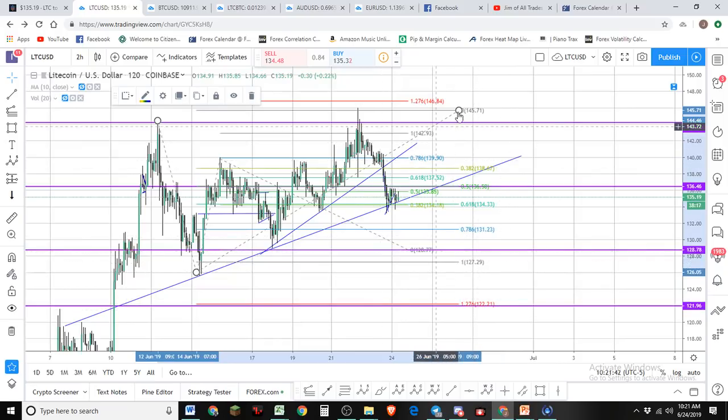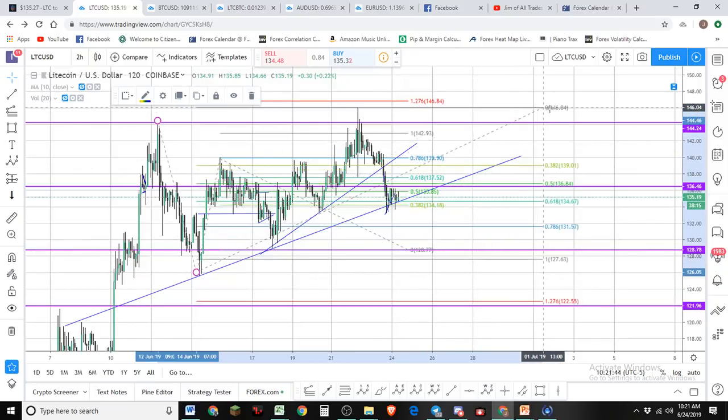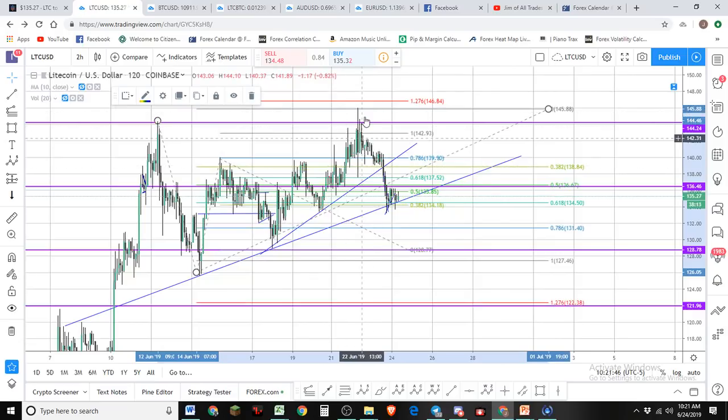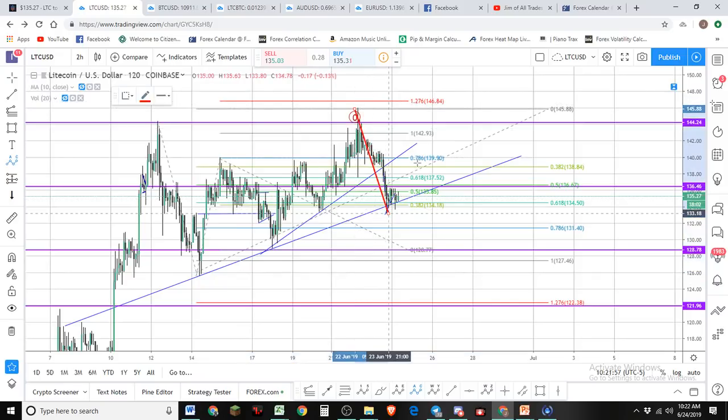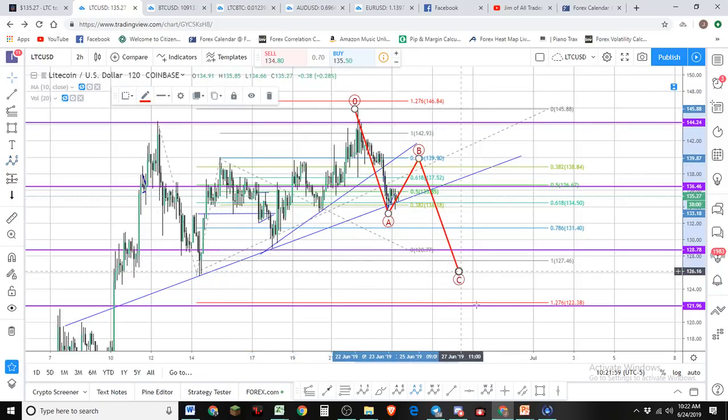Now, that may make a more complex ABC. So this might be 1, 2, 3, 4, 5. A little push down to the downside with an up move, and then another down move. So this could be something like this there. So be mindful of that potential.